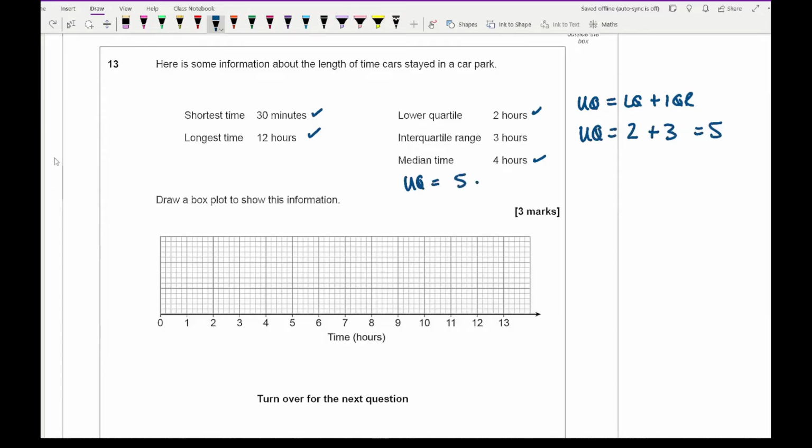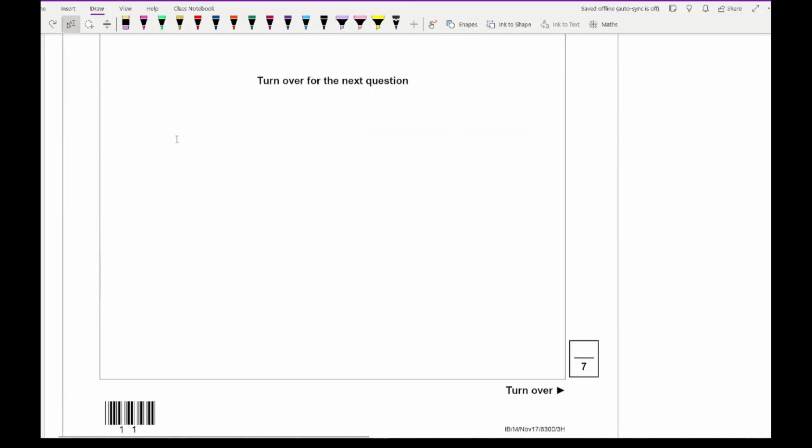So if I then mark these, my shortest time is 0.5. That's 0.5 hours. My lower quartile is 2. My median is 4. And my upper quartile is 5. And the longest time is 12. So then all I need to do is make this look like a box and whisker diagram. And again, I strongly recommend you use a ruler. You don't lose marks in terms of presentation, but it should look something like that.